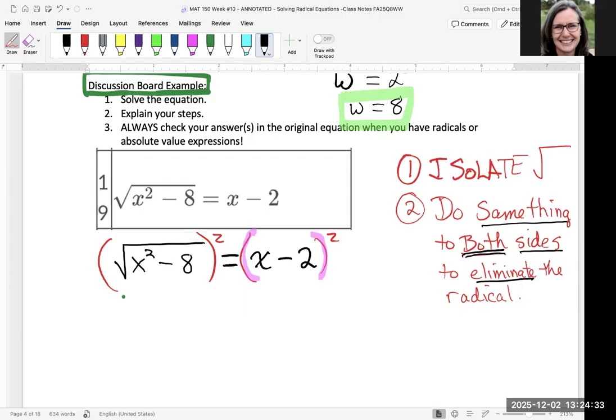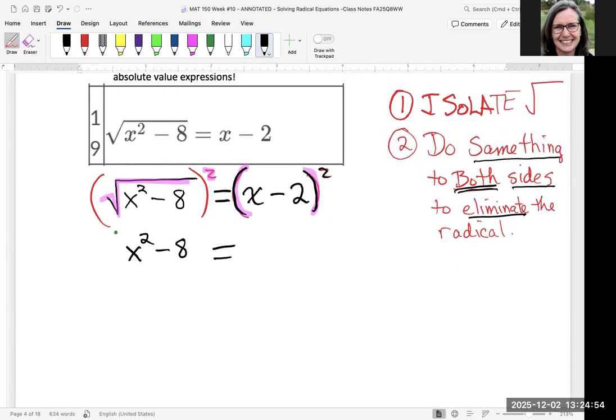So the left side hopefully is easy. We have the square root of something squared. Well, that just means whatever's under the radical is what we're left with, x squared minus 8. This right side is x minus 2 squared. That's where I was talking about remembering your special cases. If I have x minus 2 squared, it's x minus 2 times x minus 2. So I will have this middle term of 4x.